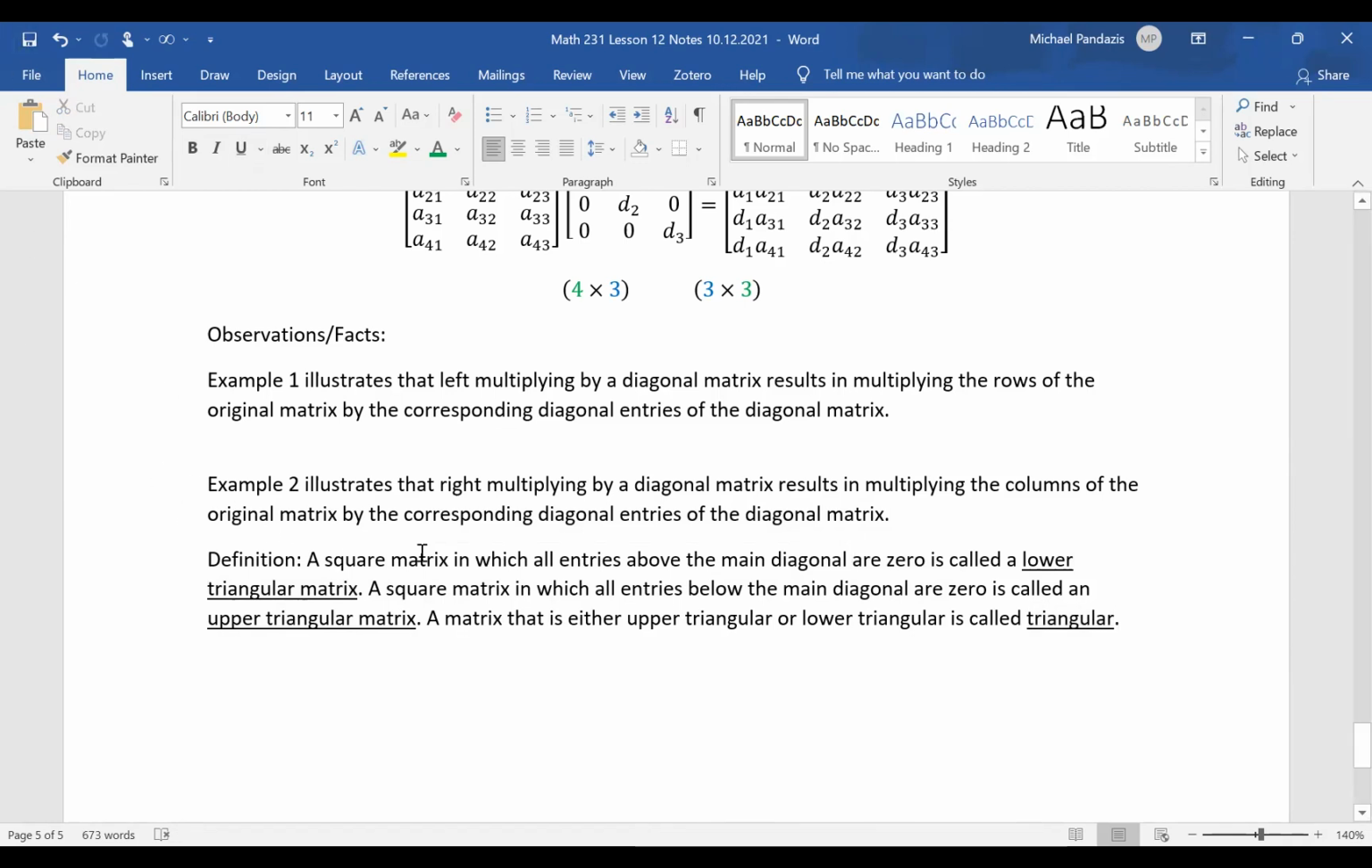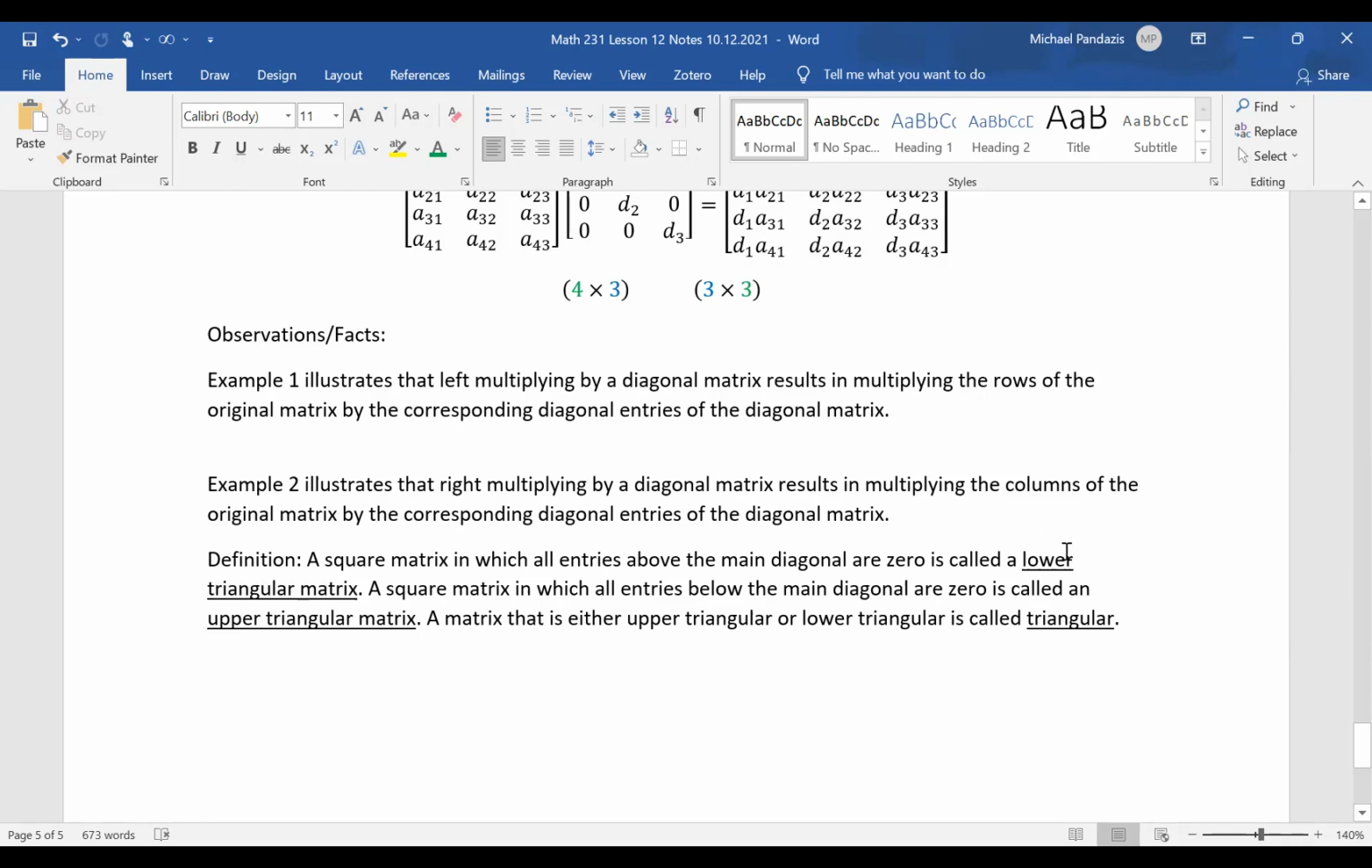Okay, so definition. A square matrix in which all entries above the main diagonal are 0 is called a lower triangular matrix. It sounds like the opposite, but if all the entries above the main diagonal are 0, then the only non-zero entries are below or on the main diagonal. That's why it's called a lower triangular matrix, because that's where you look, the lower part, to find the non-zero entries. Okay, a square matrix in which all the entries below the main diagonal are 0 is called an upper triangular matrix. Same idea. To find non-zero entries, you either need to be on the main diagonal or above it. So that's why it's called an upper triangular matrix. A matrix that is either upper triangular or lower triangular is called triangular.